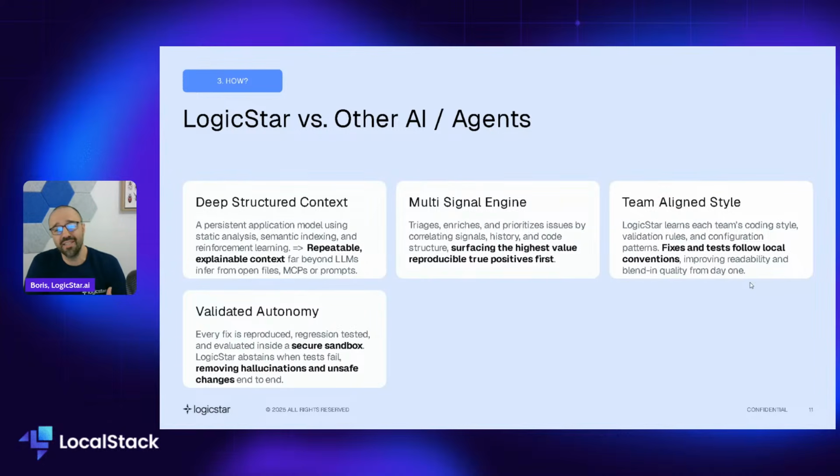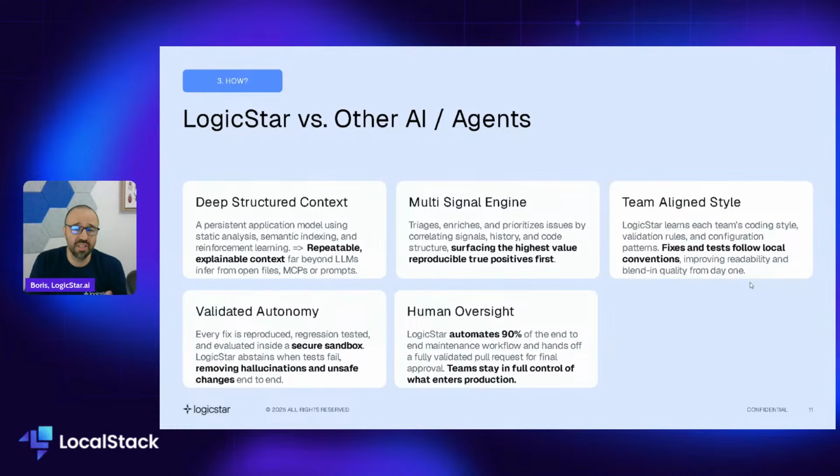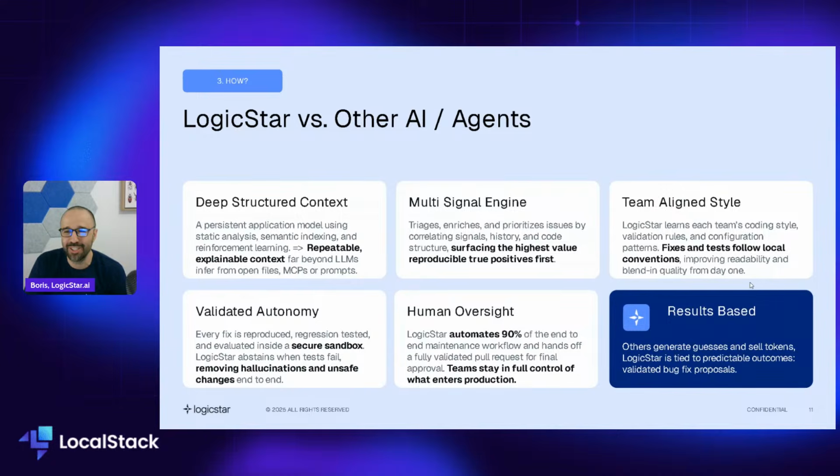Validated autonomy. This is the idea that we run the secure sandbox as I highlighted, but we are removing the hallucinations and any unsafe changes, right? To prevent us as humans having to review this and manually identify those issues, so ultimately not wasting our time. There's human oversight. We only automate 95% of the work, but ultimately the teams stay in full control at the end. Pretty much what enters production is reviewed by a human every single time. Maybe that will change in the future, but that's going to be a separate discussion.